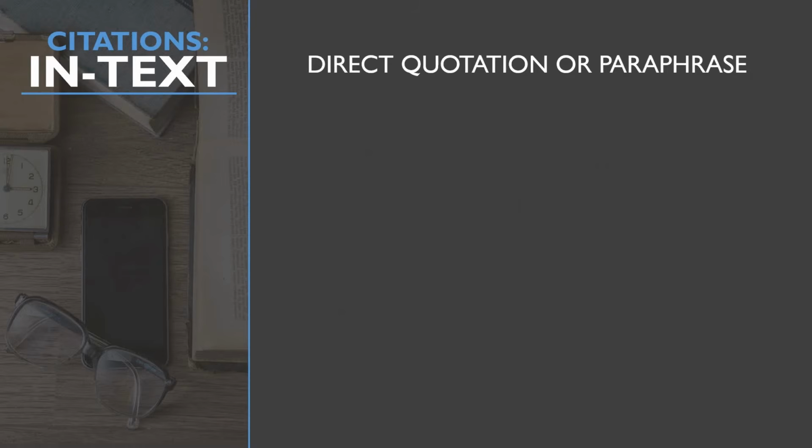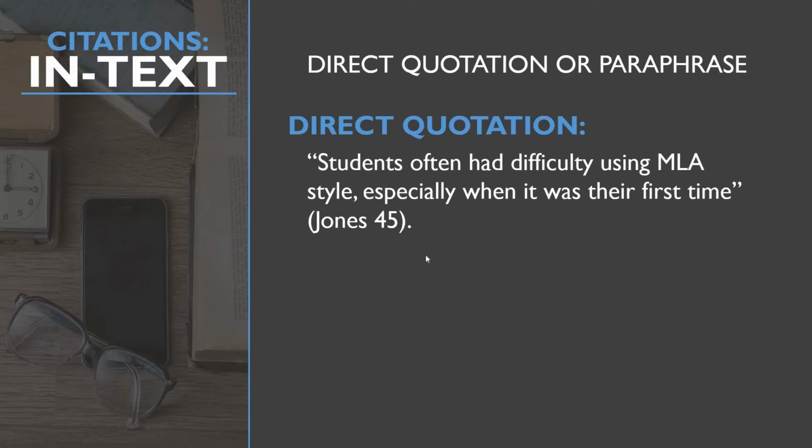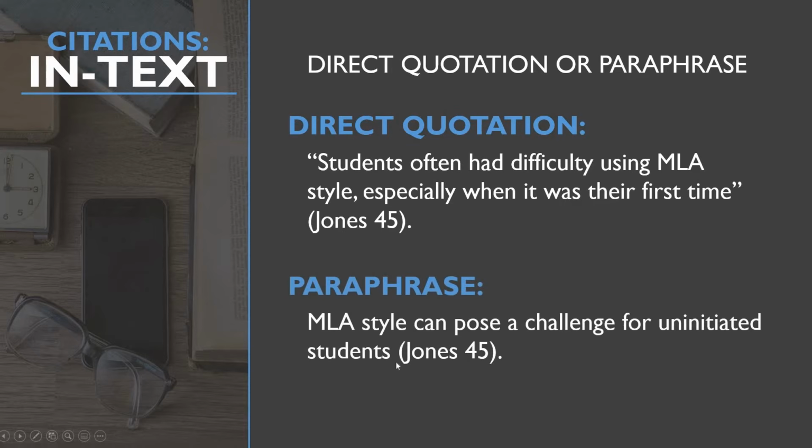Alright, whether you're using a direct quotation or a paraphrase, you need to include an in-text citation. So we've already seen the way it looks with the quote, and it's the exact same for paraphrasing. So even when you're rewording the information from the source, you have to include the parentheses with the last name and page number.